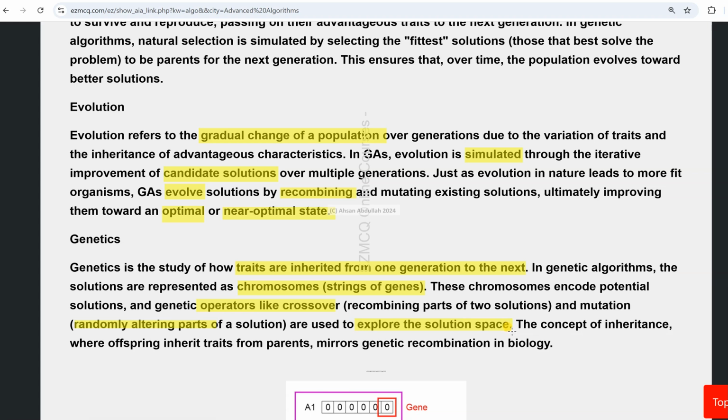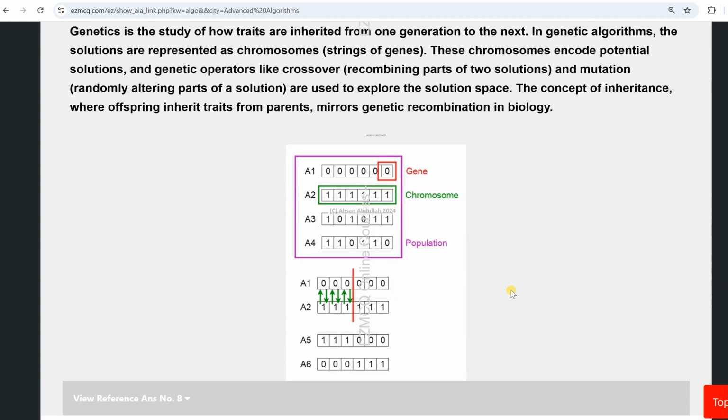And the concept of inheritance, where the offsprings inherit traits from their parents. What are the traits? The traits are the good quality solutions. So here we have what it looks like. So we have these solutions, all right, so we have a1, a2, a3, and a4.